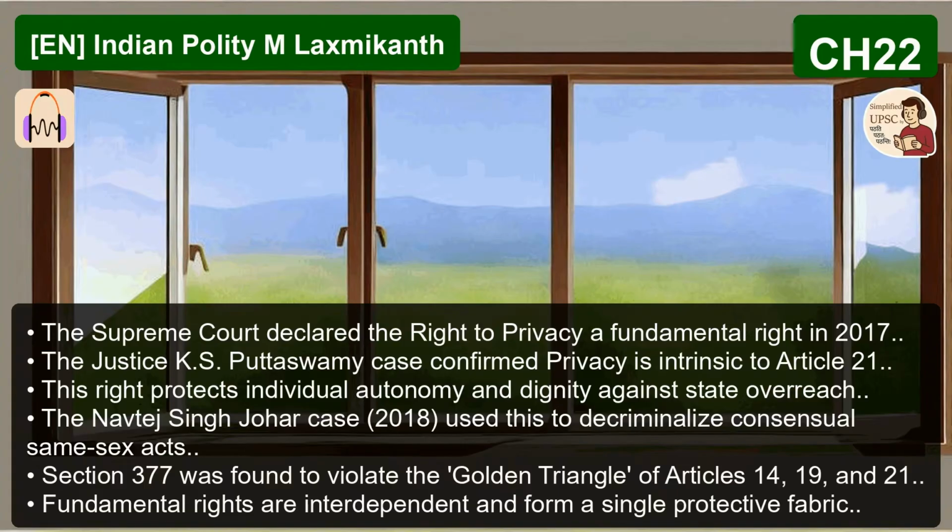But, and this is a huge but, the verdict included several crucial limitations that really defined the rules for reservations from then on. Okay, what were those fundamental rulings? First, the court mandated the exclusion of the creamy layer, meaning the socially and economically advanced people among the backward classes should not get the benefit of the quota. The idea was to make sure the benefits reached the genuinely disadvantaged sections. Reservation is for backwardness, not for status.